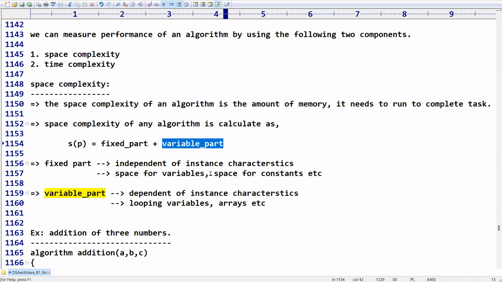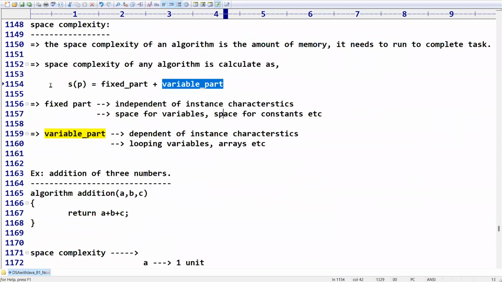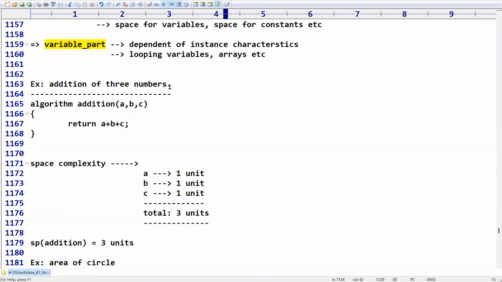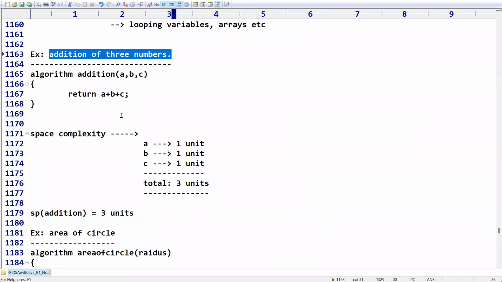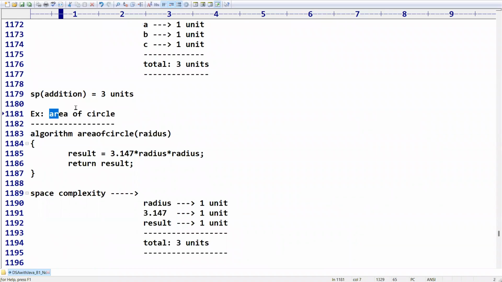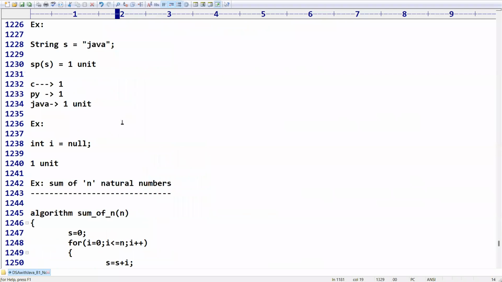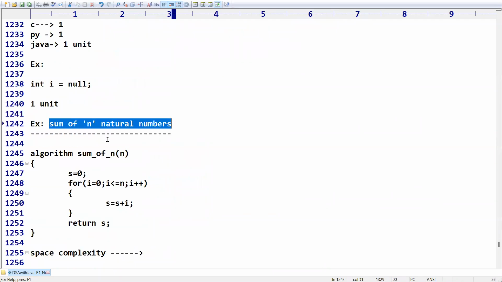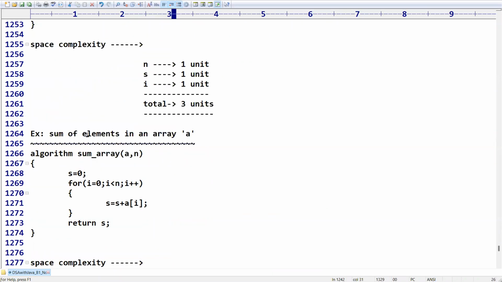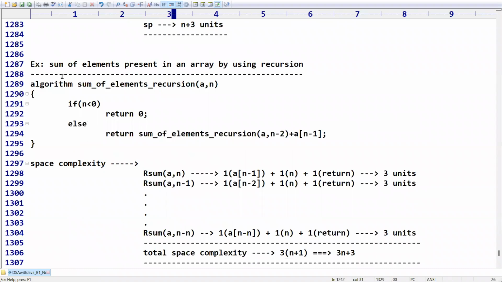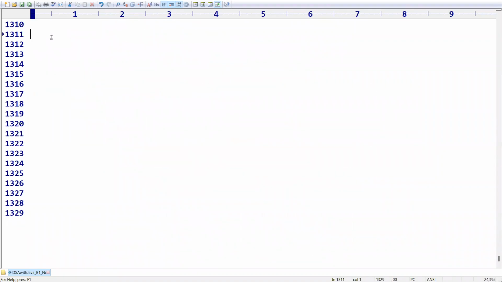We have calculated space complexity for some algorithms, like the addition of three numbers, the area of a circle, the sum of n natural numbers, the sum of elements present in an array, and the sum of elements present in an array by using recursion. The majority of the students got confused in recursion. That's why, sir, I came up with three more examples in today's session.